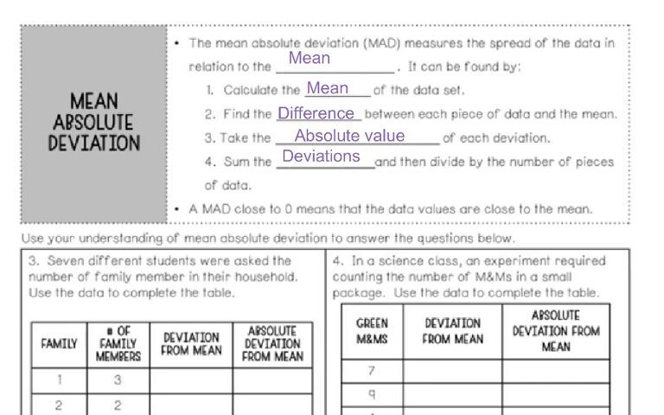So here are our steps. Mean absolute deviation can be found by calculating the mean of the data set, then finding the difference between each piece of data and the mean, then taking the absolute value of each deviation, and then taking the sum of the deviations and dividing by the number of pieces of data. A mean absolute deviation close to 0 means that the data values are close to the mean. So the closer to 0, the less it deviates.